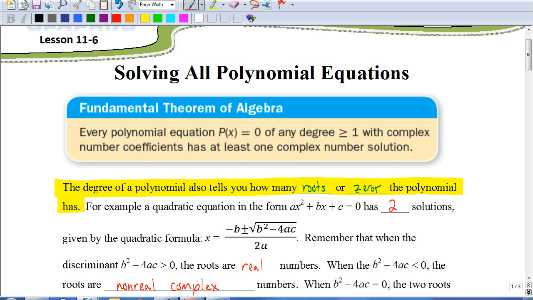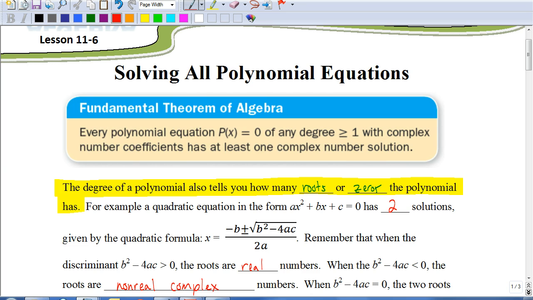For example, now if you write down this fundamental theorem of algebra, that's fine. All it's pointing out is that every polynomial of any degree greater than or equal to 1 with complex number coefficients has at least one complex number solution. It at least has one solution. Whether that's real or non-real, we'll talk about that in a little bit.